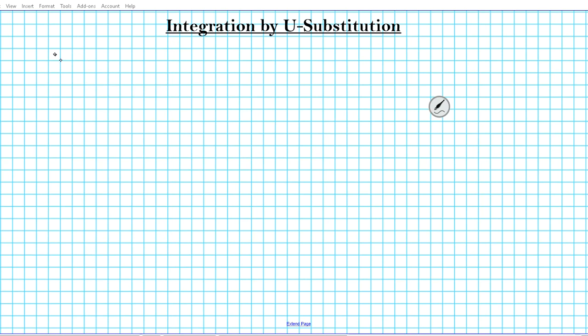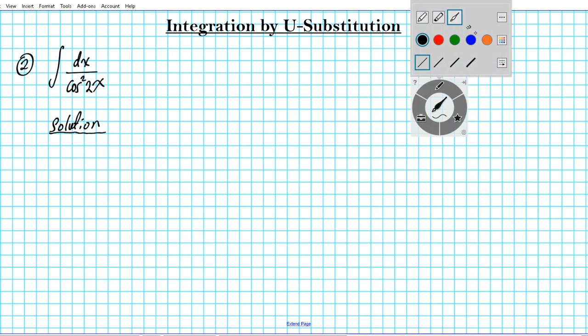Alright, let's take a look at question number 2 on how to integrate using U substitution. So let's say you want to find the integral of dx over cosine square 2x. Okay, we're going to do this using the U substitution method. Now let's start off by rewriting what the formula is. Hopefully you remember. Let's just refresh our memories again.